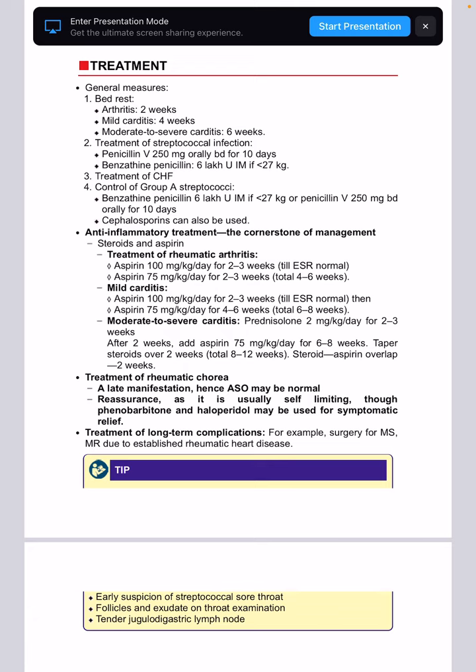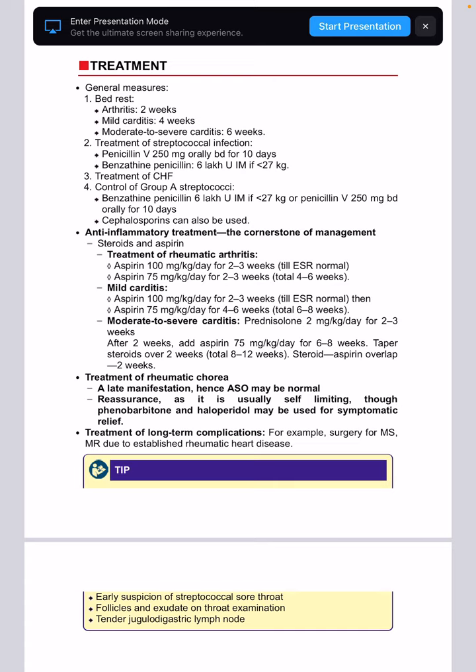And then anti-inflammatory treatment is the cornerstone of the management. So there has to be anti-inflammatory treatment. You'll have to give steroids and aspirin. Treatment of rheumatic arthritis is aspirin 100 mg per kg per day for 2 to 3 weeks, then aspirin 75 mg per kg per day for 2 to 3 weeks.